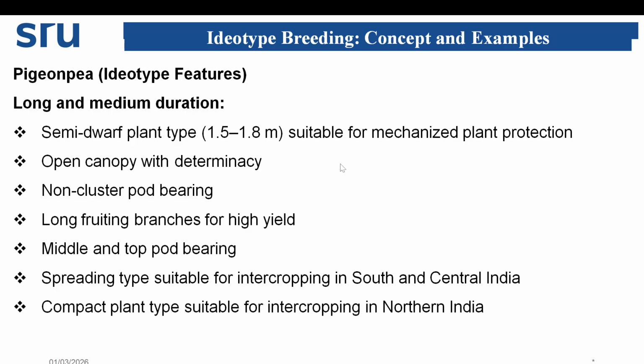Next, pigeon pea for long and medium duration varieties. First the semi-dwarf plant type like 1.5 to 1.8 meter, suitable for mechanized plant protection. Open canopy with determinacy, non-cluster pod bearing, long fruiting branches for higher yield. Then next, middle and top pod bearing, spreading type suitable for intercropping in south and central India. Plant type should be compact for intercropping in northern India.